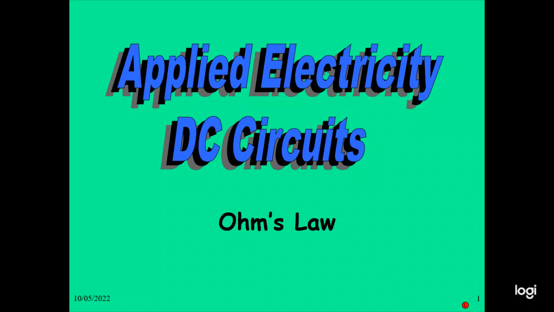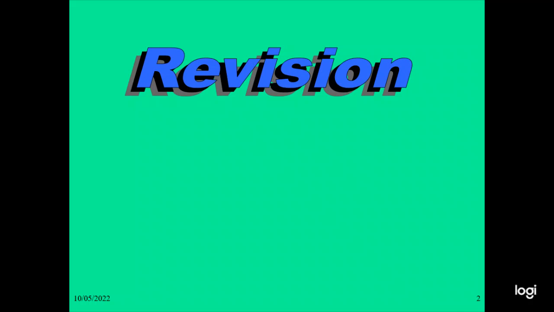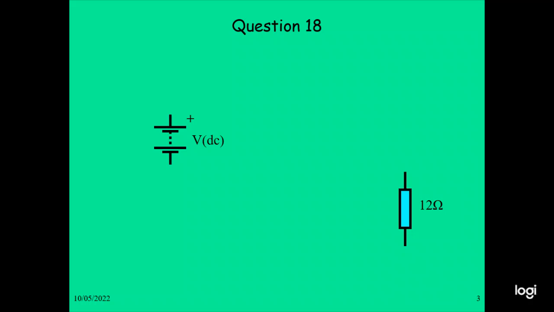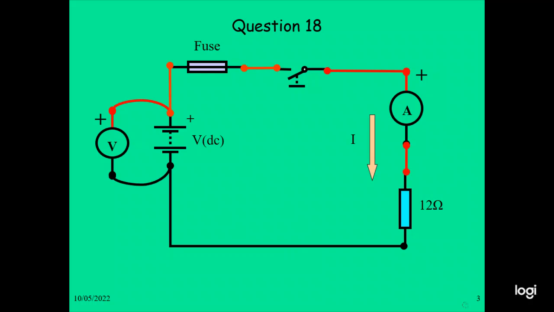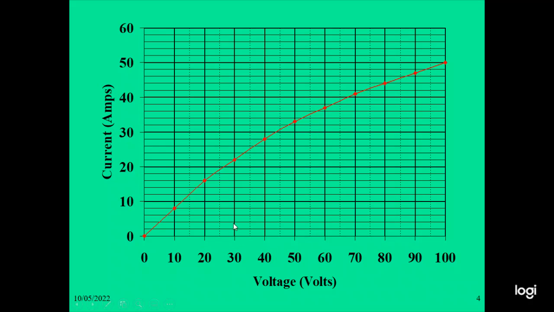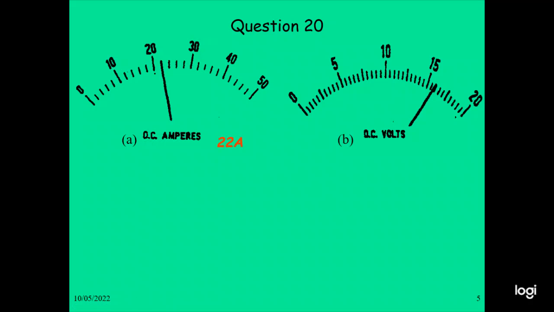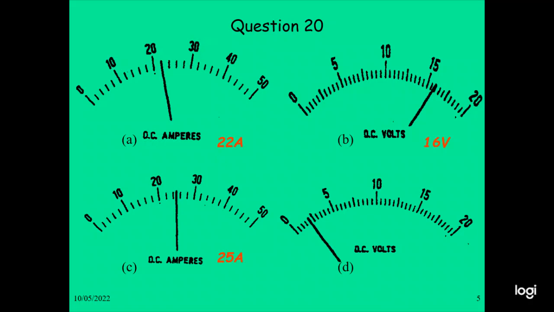Okay, we're talking about Ohm's law in DC circuits, in this case electron theory. This is the connection of the switch, the circuit diagram. Also, when the voltage increases, the current will increase. And this shows the ammeter and voltmeter.